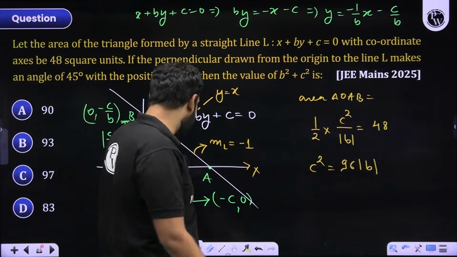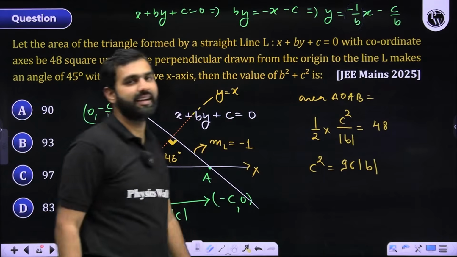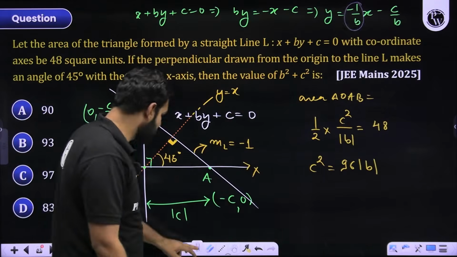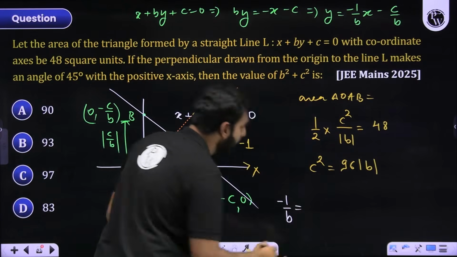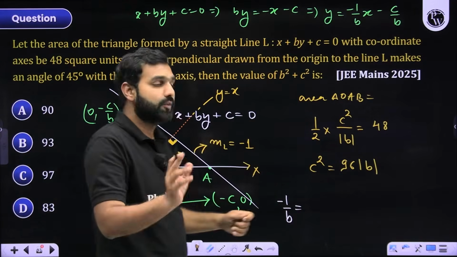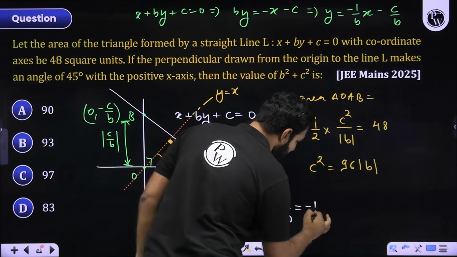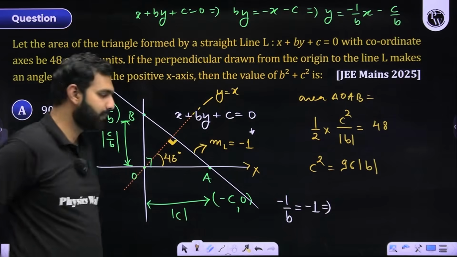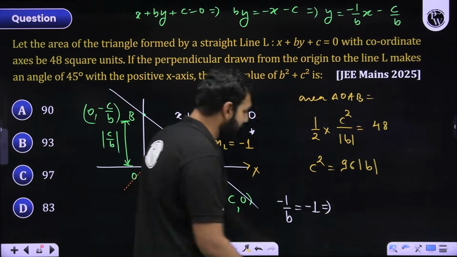So if I compare it with the slope-intercept form, do you not agree that this will be the slope of the line L? So according to us, the slope of the line L is going to be minus 1 by B. I hope you can see that there. But as per their understanding, the slope of the line L is given as minus 1. So I hope from here we can conclude that the value of B is 1.